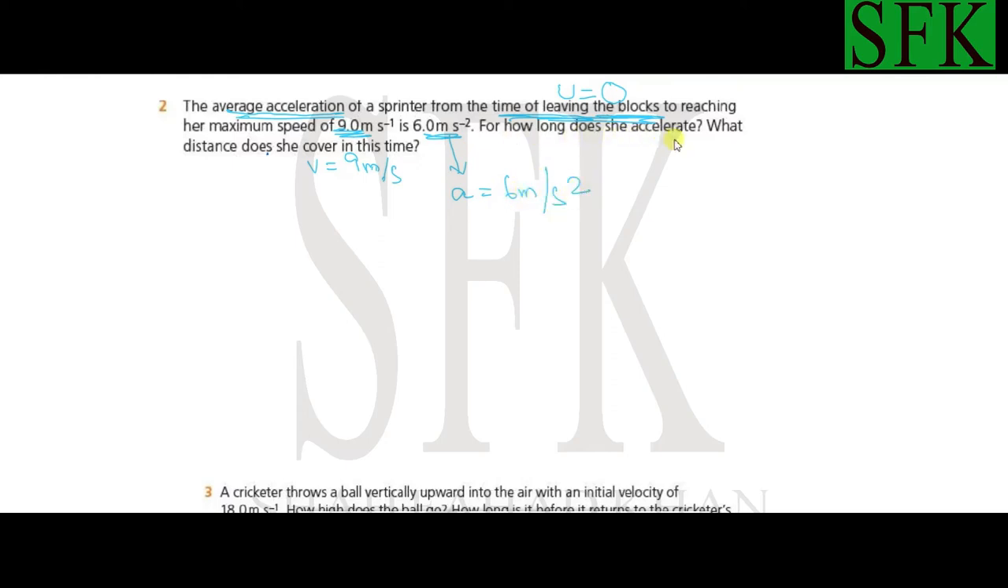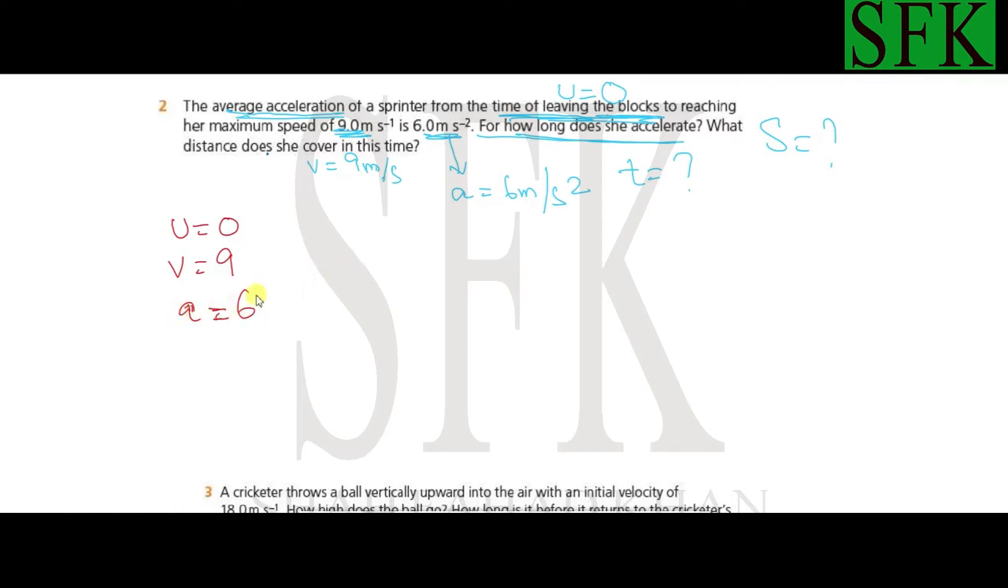For how long does she accelerate, meaning the time of the acceleration, and what distance does she cover in this time? Both the time and the distance are asked, and the data is given. Let's first gather our data. Initial velocity is 0, final velocity is 9, acceleration is 6, and time and distance are asked.